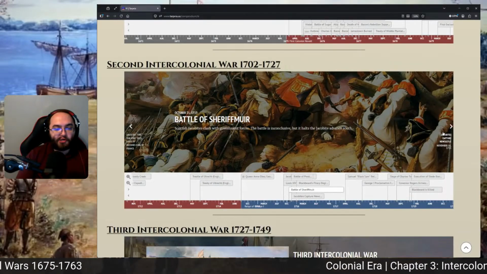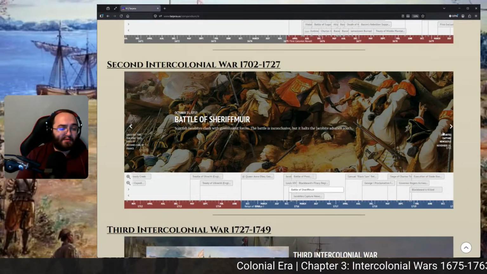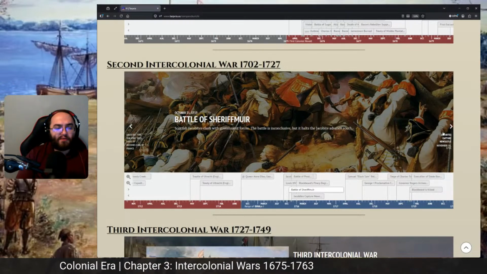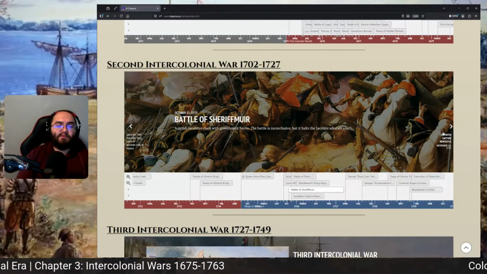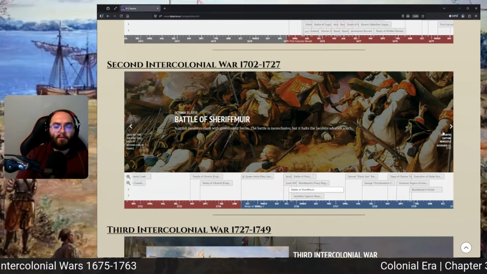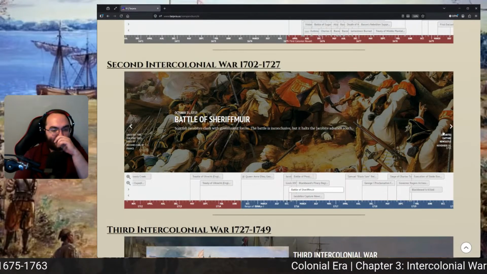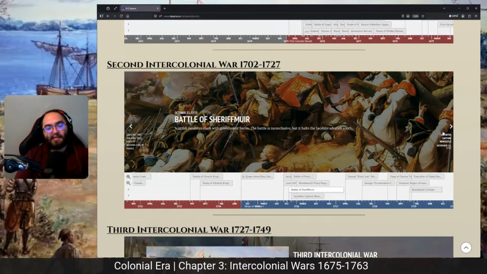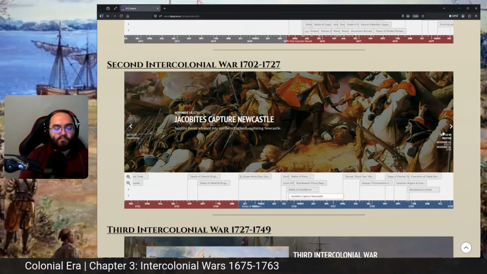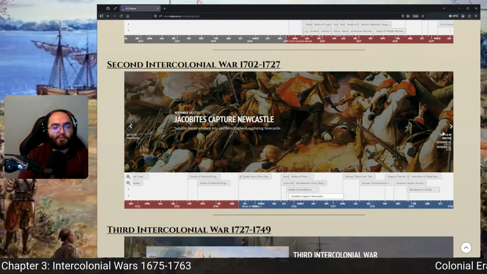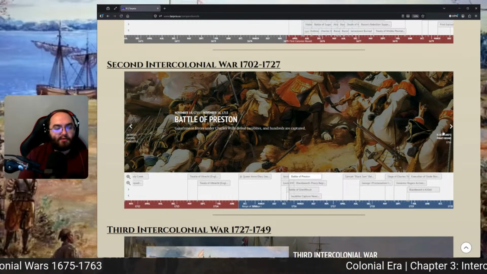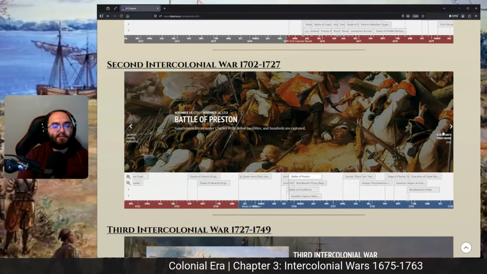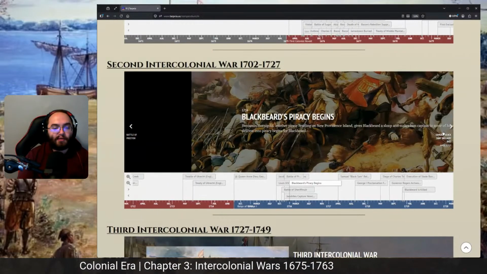Battle of Sheriffmuir, I think I'm saying that right, in England. Scottish Jacobites clash with government forces. The battle is inconclusive, but it halts the Jacobite advance south. So the Jacobites, they're starting out in Scotland, and they're making their way down south. Jacobites capture Newcastle. Then you have the Battle of Preston. Government forces under Charles Wills defeat the Jacobites, and hundreds are captured.